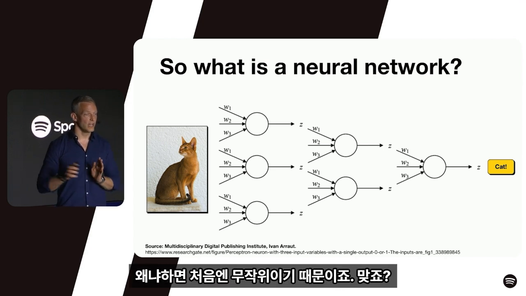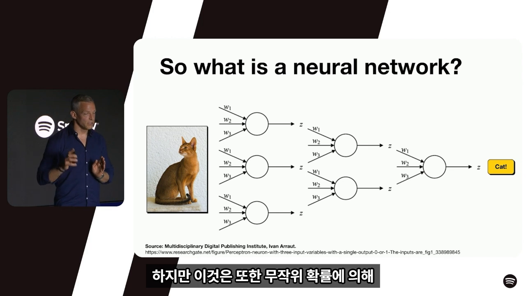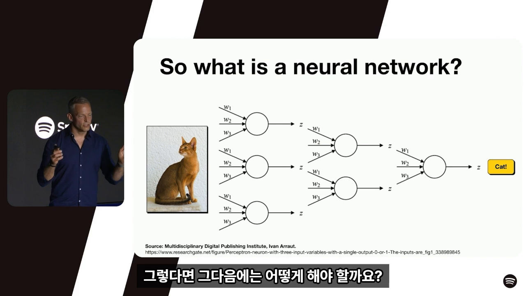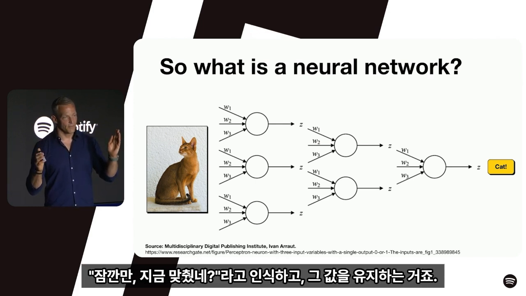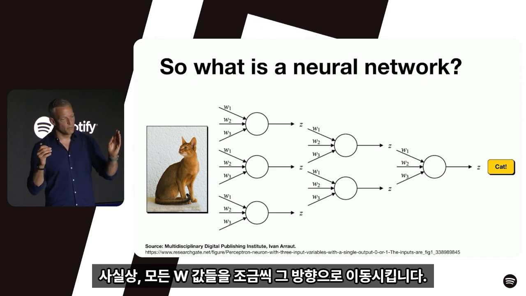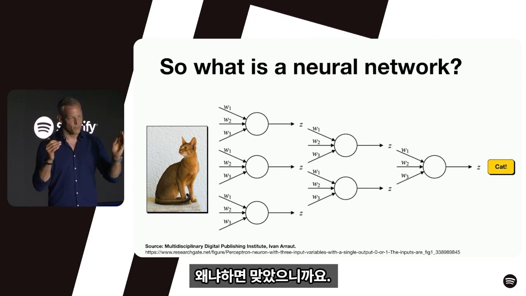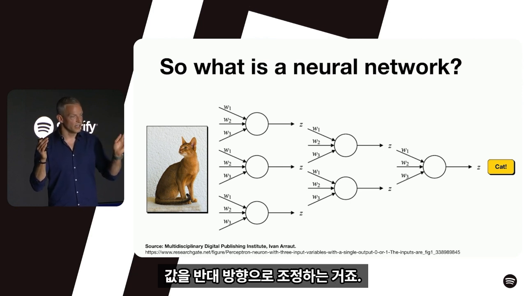By definition, random, right? But it also means that by random chance, sometimes when you show it a cat, it will actually guess that it was a cat. And then what you do is through something called backpropagation, you say like, hey, wait a minute, you happen to guess correctly. Keep those values. In fact, move all the W values a little bit in that direction because you were right. And then when it guesses wrong, you do the opposite. You move them in the other direction.